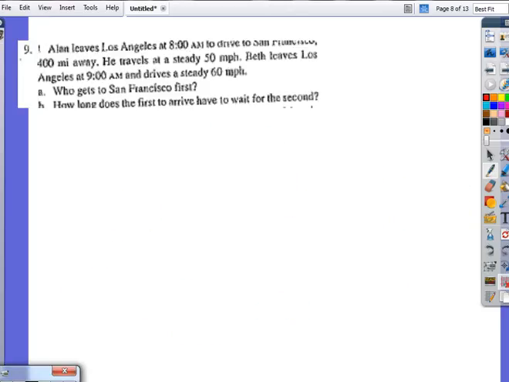This next problem, we have two people leaving a city. One leaves at 8 and drives 50 miles an hour. The other leaves at 9 and drives 60 miles an hour. It says, who gets to San Francisco first? So we know here is LA, here is San Francisco. We know delta x for both of them is going to be 400 miles. It says who gets there first, so I'm just going to go ahead and figure out what time each arrives.